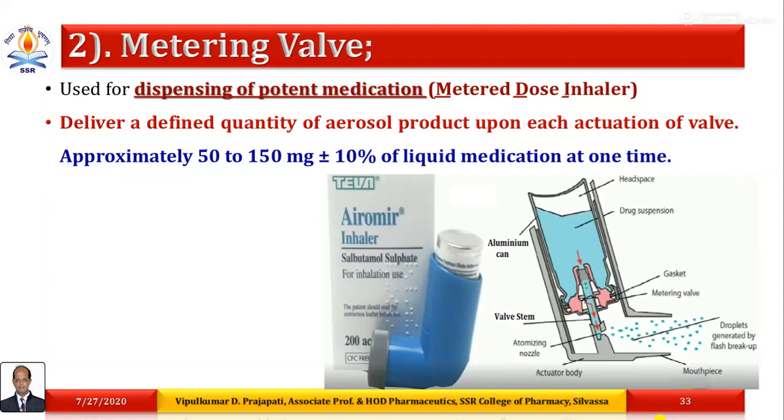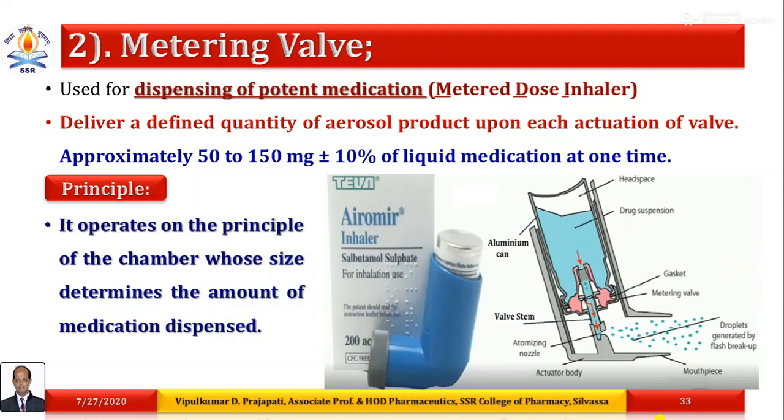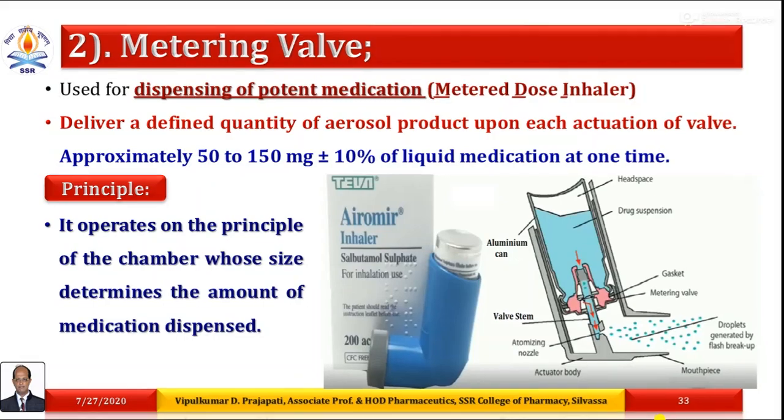This is the image showing a metered dose inhaler containing a metering valve. What is the principle behind the metering valve? It operates on the principle of the chamber whose size determines the amount of medication dispensed. So chamber size is important.